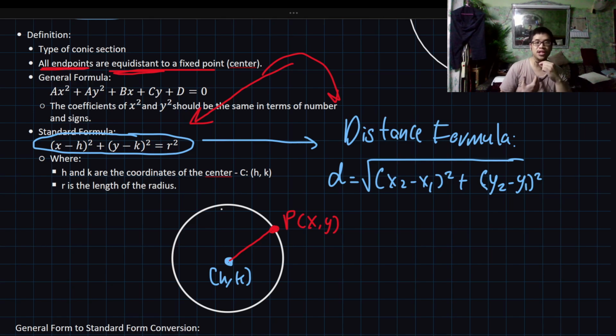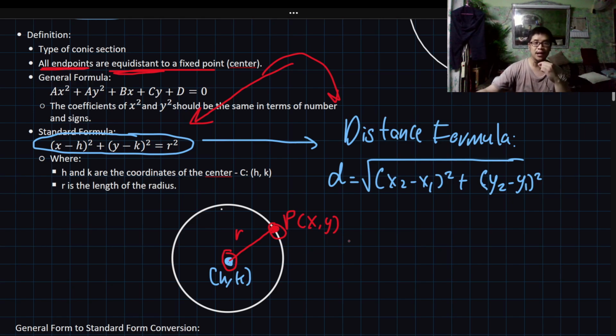Suppose you want to know the distance between the center and the point P. I want to know the measurement of the distance between the two of them, because if I get the distance between the two of them, I can get the measurement of the radius. Remember, the measurement of the radius is basically the distance between the center and a given endpoint, which is this one, the point P.